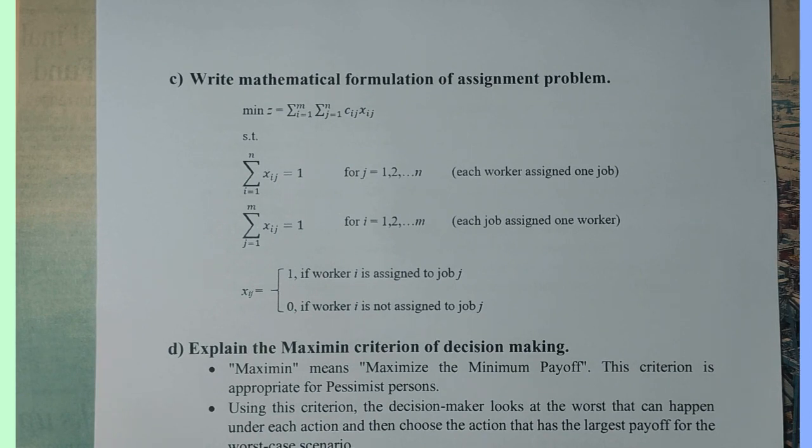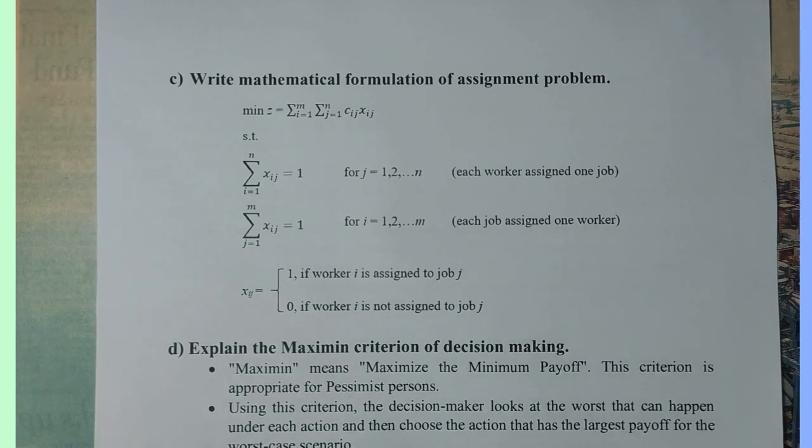Each worker is assigned one job. Similarly, the next constraint, that is summation of j equals 1 to m, Xij equals 1 for all i, that is 1 to m, each job is assigned one worker. Then Xij equals 1 if worker i is assigned to job j, and the value of Xij equals 0 if worker i is not assigned to job j.